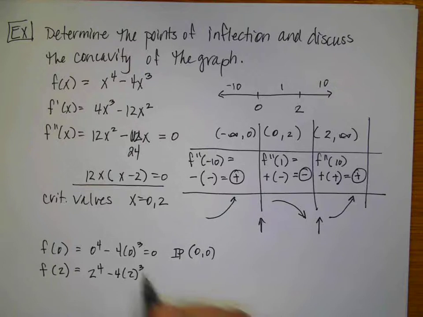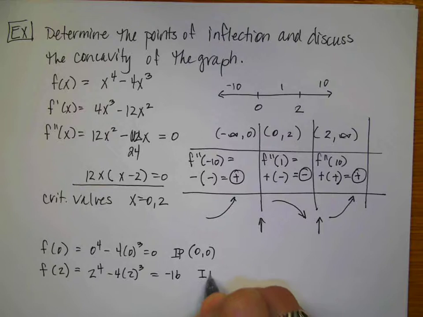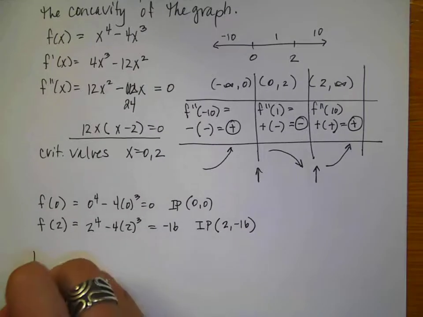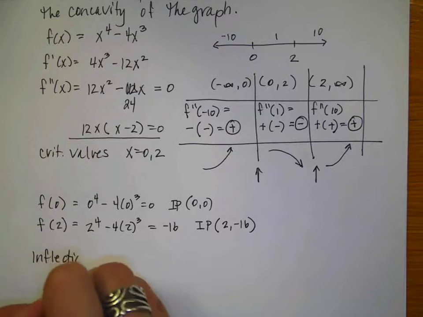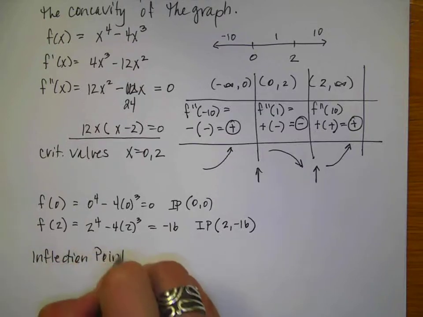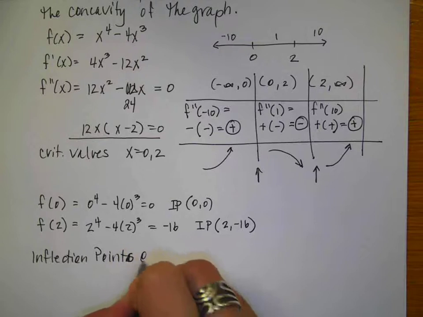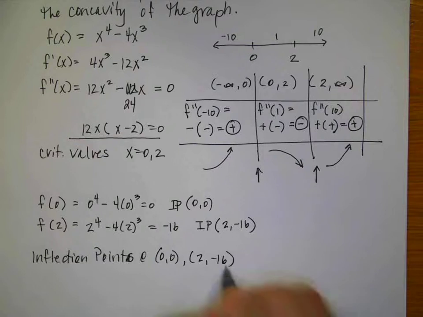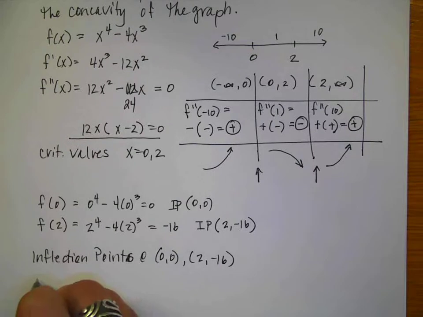And then I'm going to evaluate the original function at 2, so 2 to the fourth minus 4 times 2 to the third. When I do that math, I get negative 16. So my second inflection point is going to be (2, negative 16). So then I would report my answers. So I would say that I have inflection points at (0, 0) and (2, negative 16).